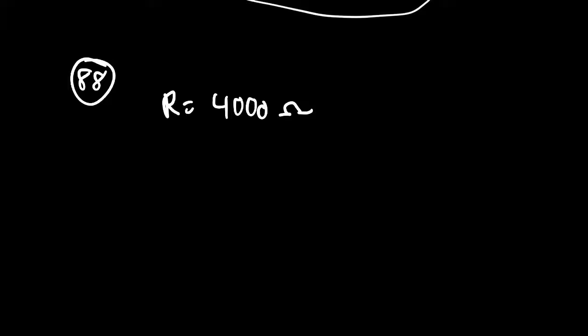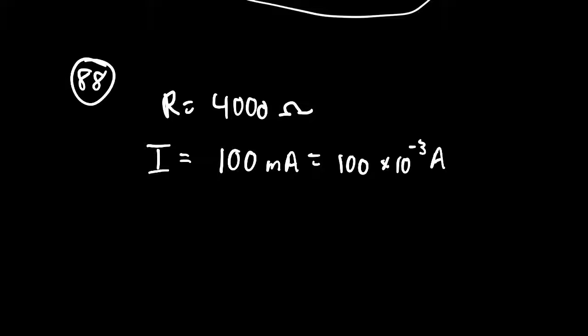So we want to know when we have ventricular fibrillation. Ventricular fibrillation happens when you apply a current of 100 milliamps to the heart. That is 100 times 10 to the negative 3 amps. They want to know what voltage is necessary. How many volts do I have to put into this toaster to cause ventricular fibrillation in the heart? Or this radio, it's not a toaster.